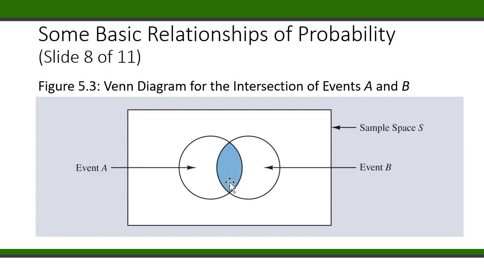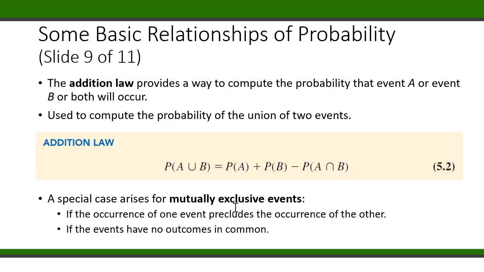So this area right here is A intersection B. Sometimes you want that information, but you're only given this information and this information. So some basic algebra with the addition law is a way to compute the probability that event A or event B or both will occur. And we use that to compute the probability of the union of two events.